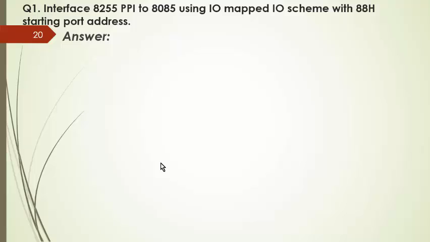So suppose the question is: interface 8255 PPI to 8085 microprocessor using IO mapped IO scheme with 88 hex starting address of port. Now in this case, we are going to use the IO mapping technique, or IO mapped IO technique, to interface 8255 to the 8085 microprocessor.